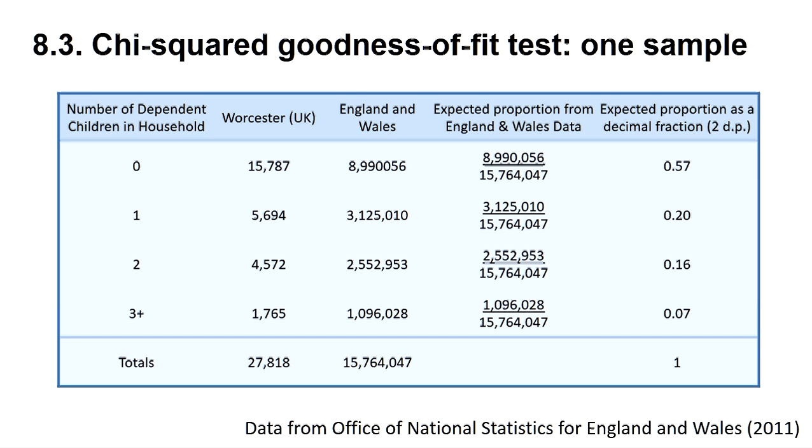Well, the figures from England and Wales are given in column 3, and in column 4 we can express this number as a fraction that gives the proportion of the cases in each group. In column 5 we express this fraction as a decimal. These are our expected proportions. We can now use the proportions given in column 5 to allow the program to calculate expected values, so we can test the hypothesis that there is no difference between the distribution of dependent children in households in Worcester compared to the expected distribution found in England and Wales.